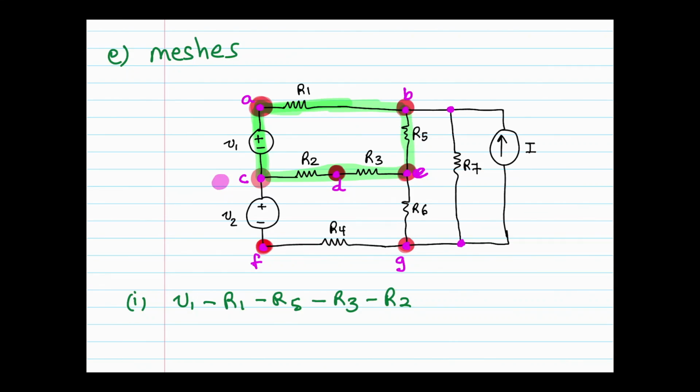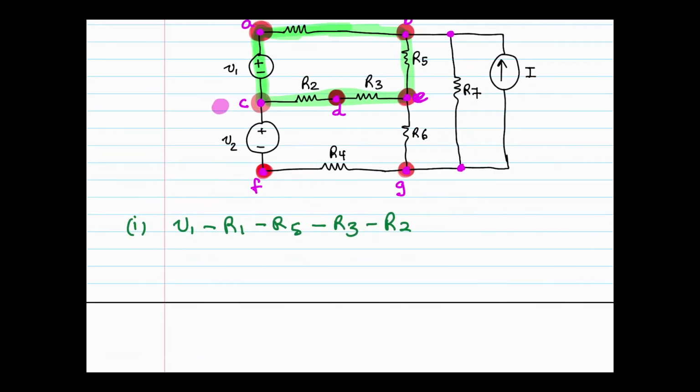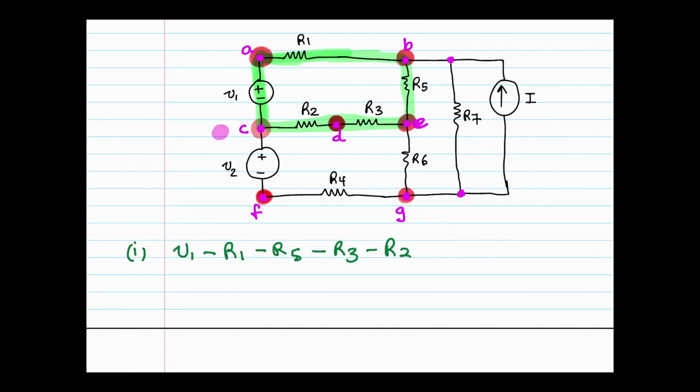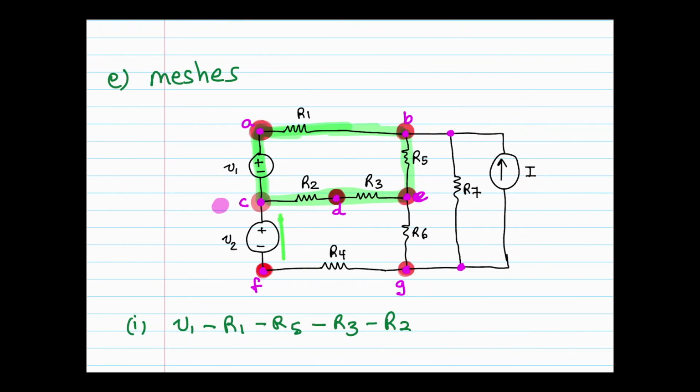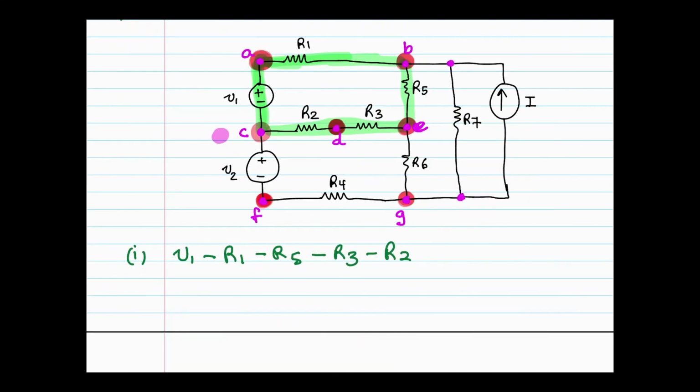Now, let's look at the other mesh. Let's start by following a different path now. Let's start with V2 and go down to R2, followed by R3, followed by R6, R4, and end up on the same node. So this path, including these, that's a mesh as well, because it's a loop that does not have other loops.